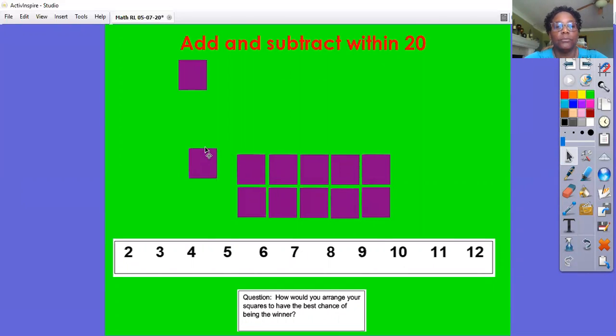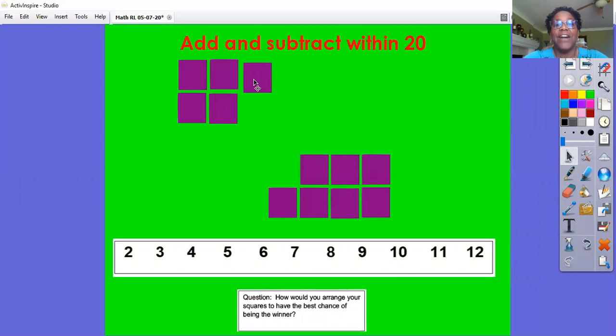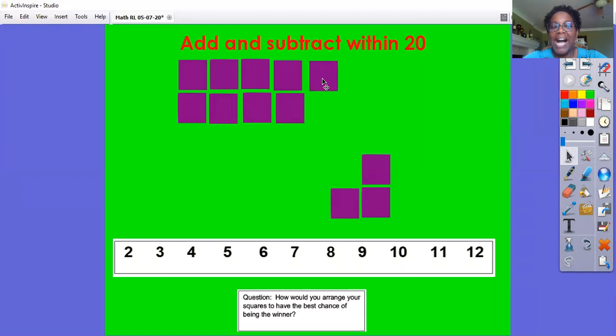1, 2, count with me, 3, 4, 5, 6, 7, 8, 9, 10. Oh, we just made 10. Let's go with one more, and that makes 11.